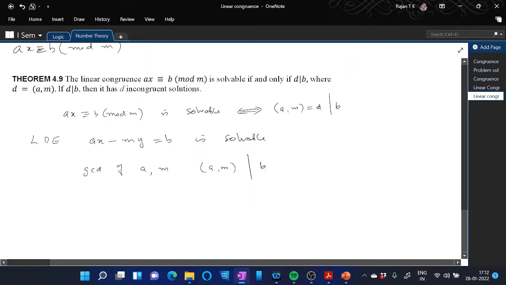Now, suppose, next we have to prove the number of incongruent solutions to this is this number D, where D is equal to gcd(A, M). Now, suppose x naught is a particular solution of the linear congruence Ax congruent to B modulo M.